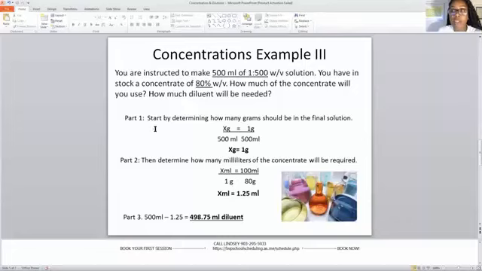So the first thing you needed to do was to determine how many grams should be in the final solution. And the way that you do that is you take this ratio here and you put it into a proportion, you crisscross, you multiply, and you divide, and you get 1 gram. Then the next thing we needed to do is what we had been doing, okay, was to see how many milliliters of the concentrate will be required. How did you do that, Lindsay?